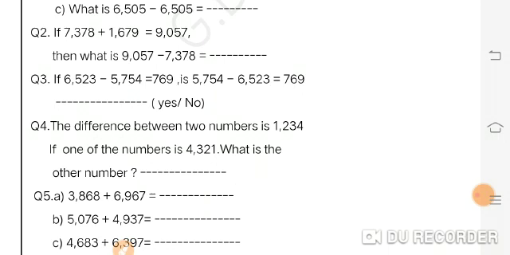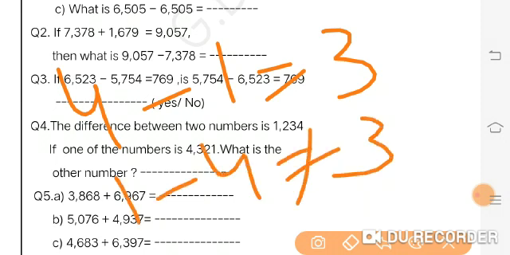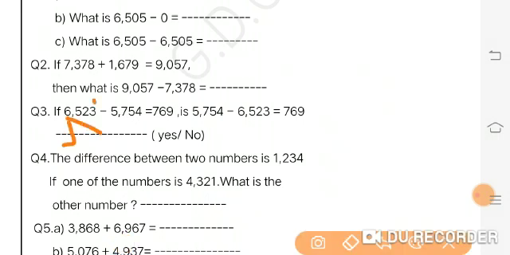Okay, now third one, if 6523 minus 5754 is 769, is 5754 minus 6523 again 769? That means here it's discussing the commutativity of subtraction. But all of you know that commutativity does not hold on subtraction, because if you have 4 minus 1 is 3, you cannot say 1 minus 4 is 3. No, it does not hold on subtraction because you will not get 3 here. So changing the order of the numbers will definitely alter the difference. So commutativity does not hold on subtraction. So here you will write no. The answer won't be the same.